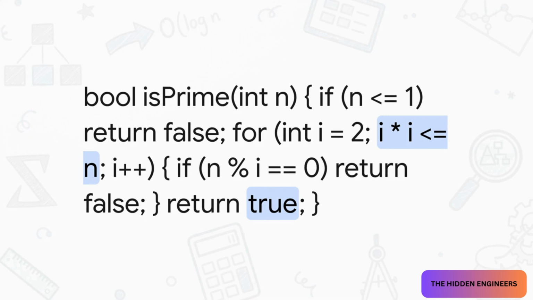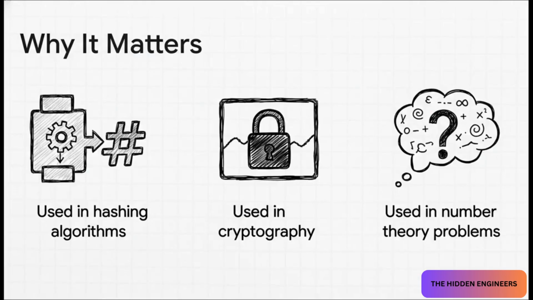Inside the loop, if n % i == 0, meaning if we find any number i that divides n perfectly, we know it's not prime and we immediately return false. If we make it all the way through the loop without finding any divisors, well then it must be prime, and we return true. So elegant. So you might be asking, why does this even matter? This isn't just some abstract puzzle. You'll see prime number logic pop up in interview problems all the time, in things like hashing algorithms, cryptography, and all sorts of number theory challenges that interviewers just love to ask.